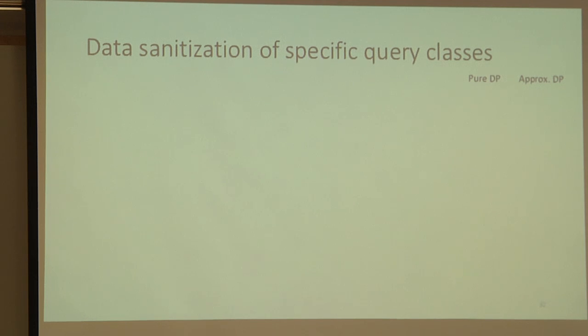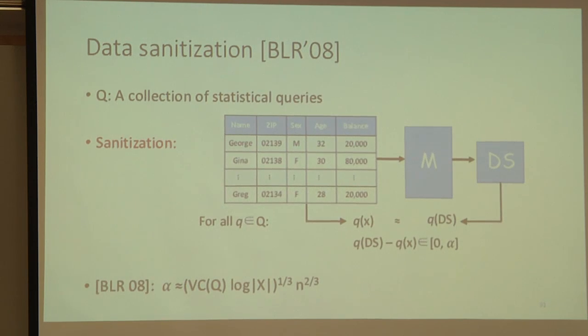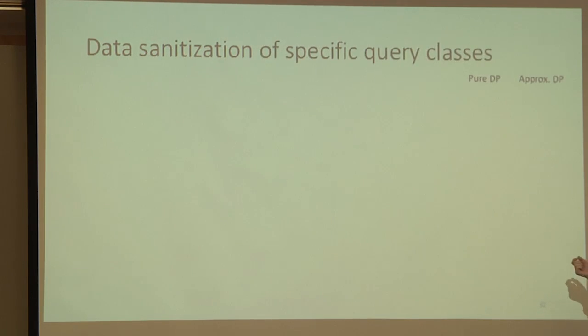Why are you using BLR rather than something more efficient? Come again? Why are you using BLR, this mechanism, rather than something more efficient? So this is like a general model. We're going to see for each query class what the efficient ones are. Just wait and see this slide, OK?